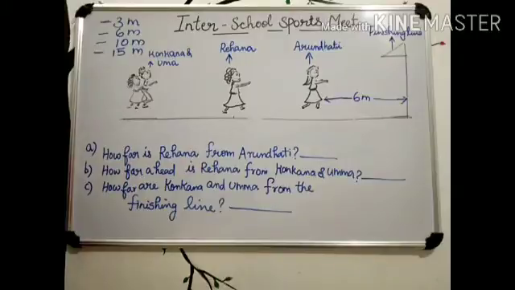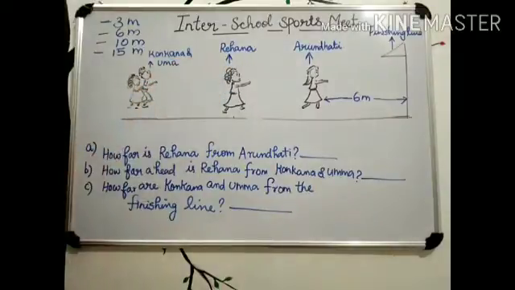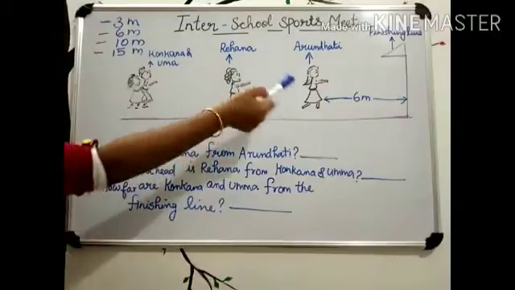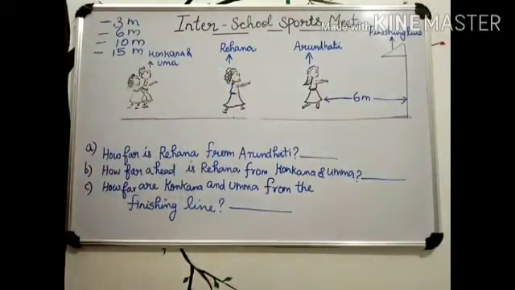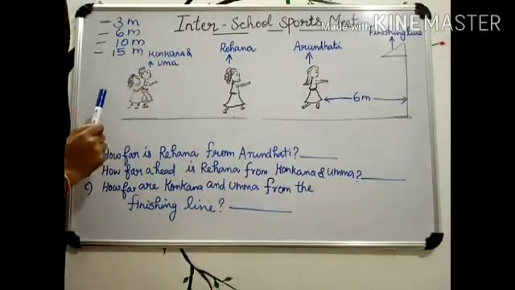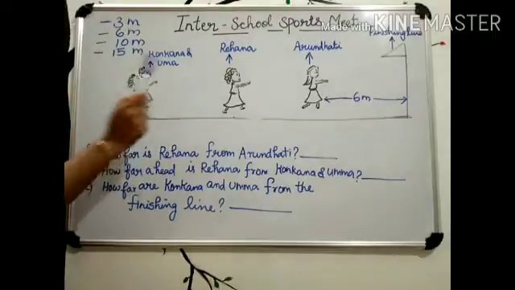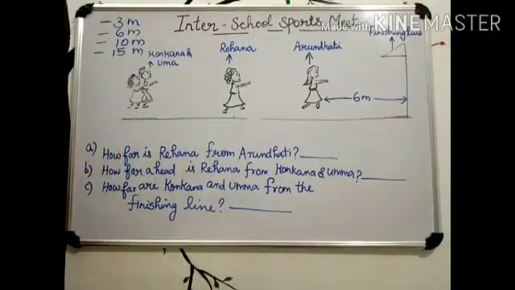Okay, then next, behind her is Rahana. That is, Rahana is behind this Arundhati. Understood? Then Konkana and Uma are running behind Rahana. These are the 2 girls, Konkana and Uma. Konkana and Uma are running behind Rahana. Understood? So you should look at this picture and find out the answers to these 3 questions.